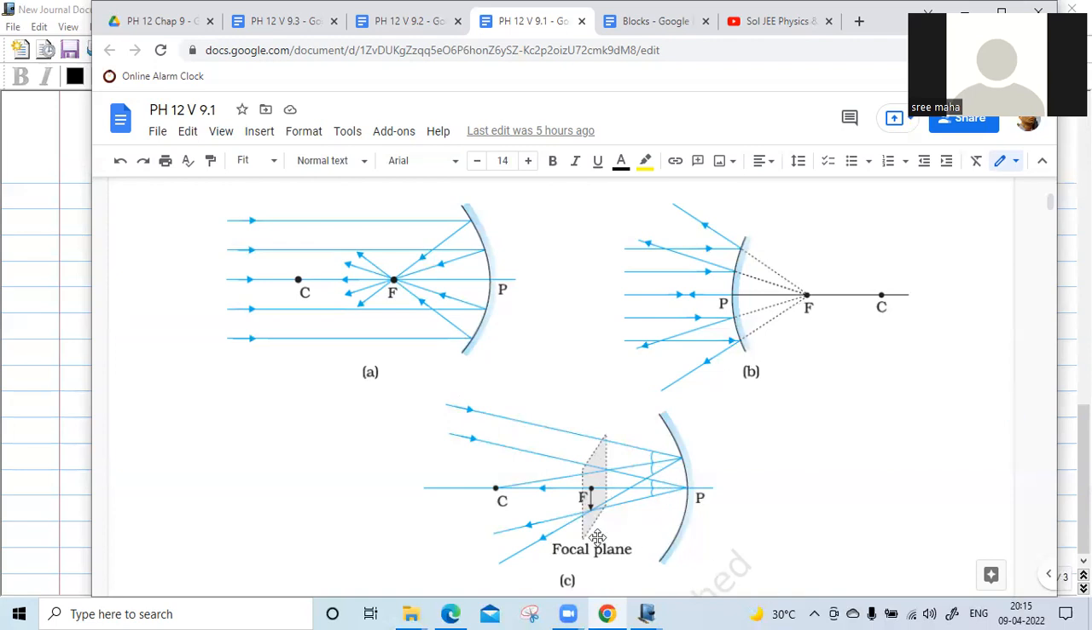Okay. So here the rays are parallel to the principal axis. But suppose this is the principal axis, and the rays are parallel but coming at an angle with the principal axis. So here, instead of meeting on the principal axis, they meet at a point away from the principal axis. But they meet at a single point.